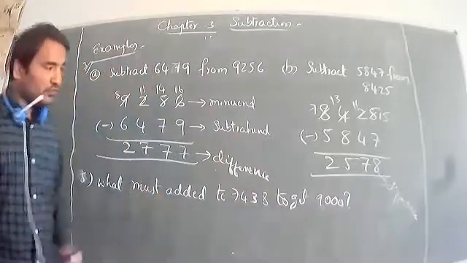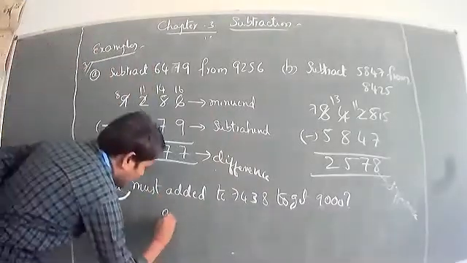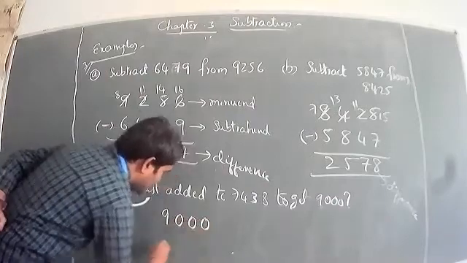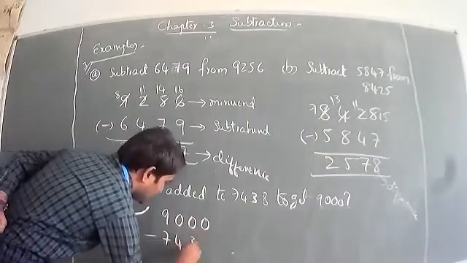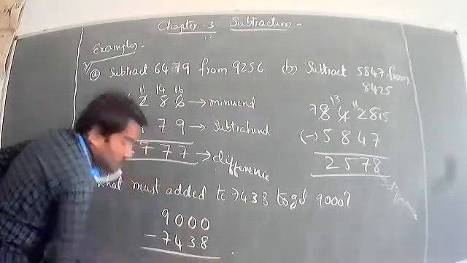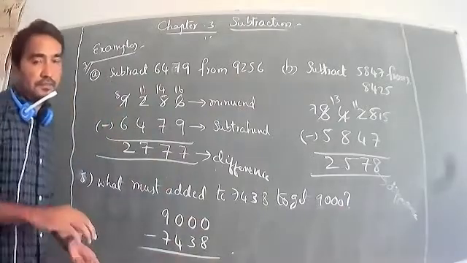So the question. First take the minuend, 9,000. Subtract 7,438. We get the answer.